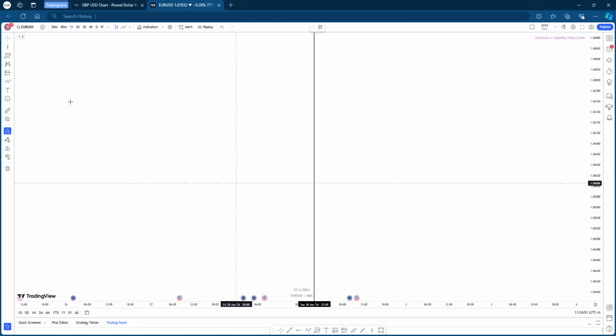We have the A-shaped key level. We also have the V-shaped key level. Then we also have the open close key level. The open close key level just talks about where two consecutive candles overlap. So that is why we call it open close.